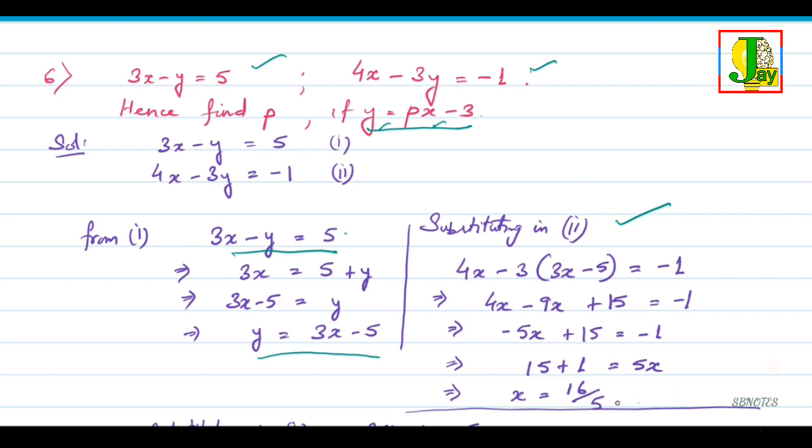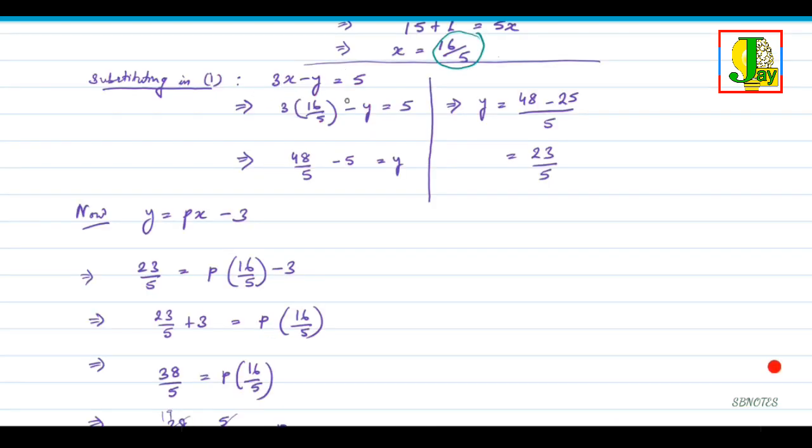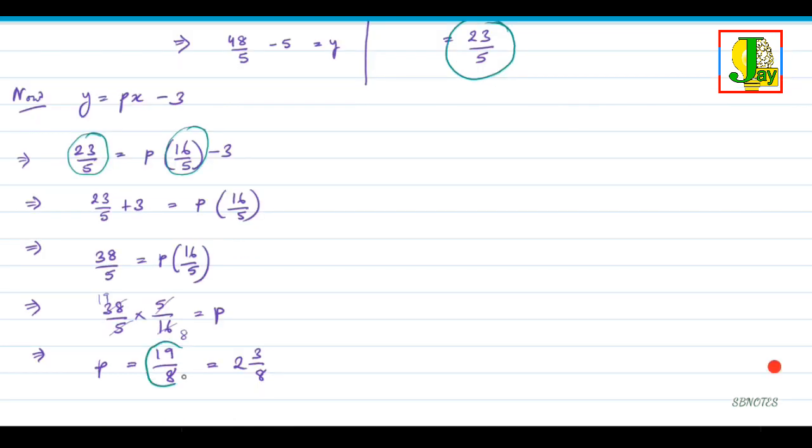So x equals 16 by 5. Substituting the value of x in one of the equations, we get y equals 23 by 5. And then when we have both the values, we can just put them in the equation y equals px minus 3, with y equals 23 by 5 and x equals 16 by 5. So here we get p equals 19 by 8. So this is the value of p.